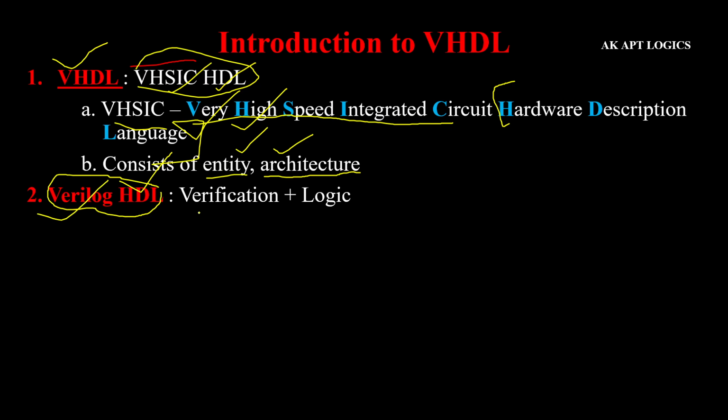In Verilog HDL, Verilog means verification plus logic. It means we are going to design the code. We are going to write the code for the half adder, and then you must verify whether it is working as a half adder or some other circuit. It means you need to check its functionality by giving some inputs to it. How are we going to give inputs?